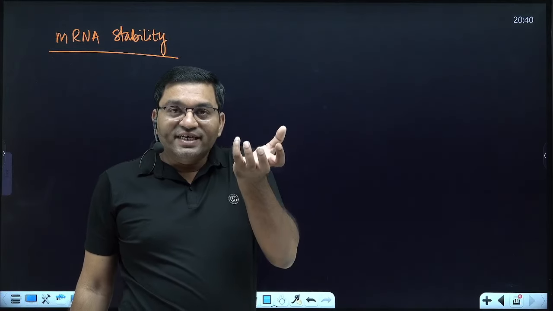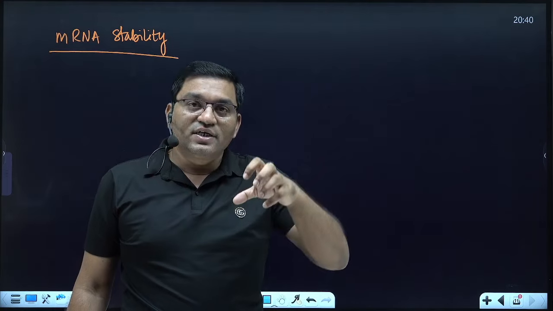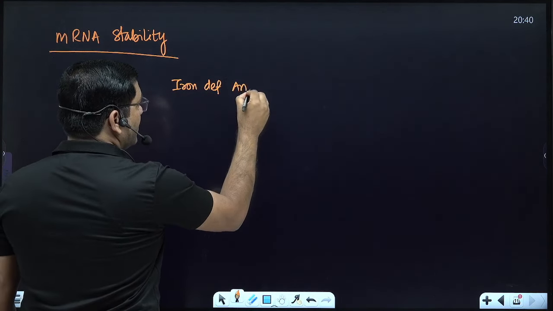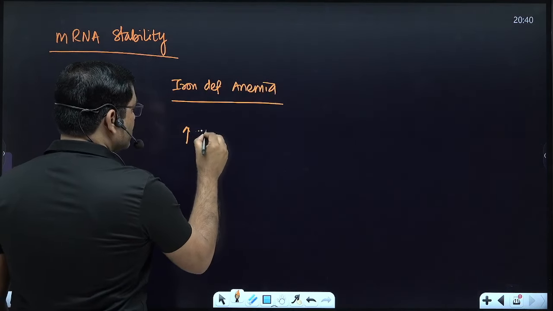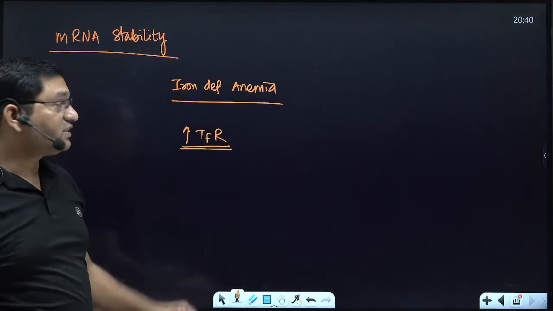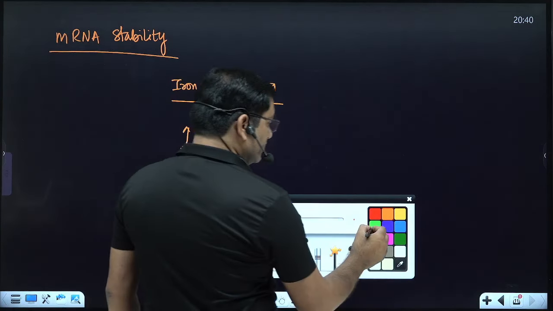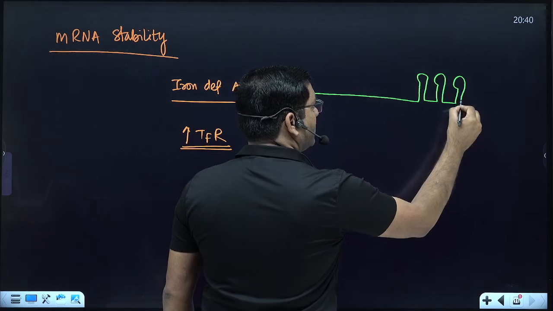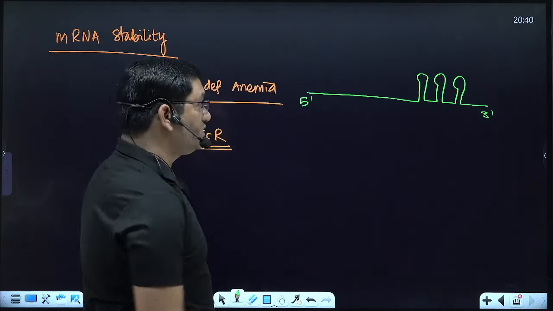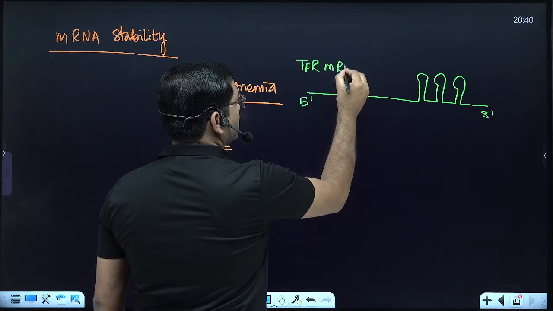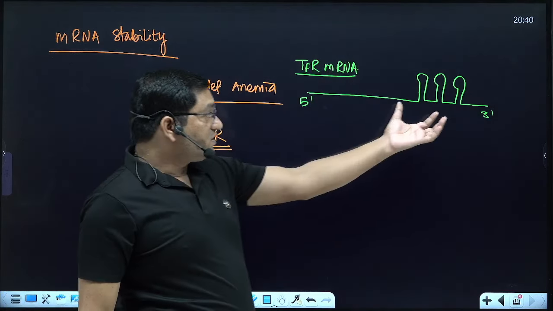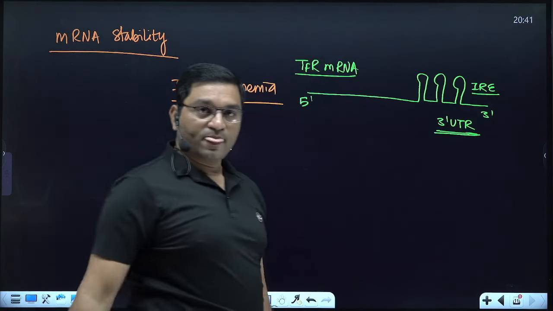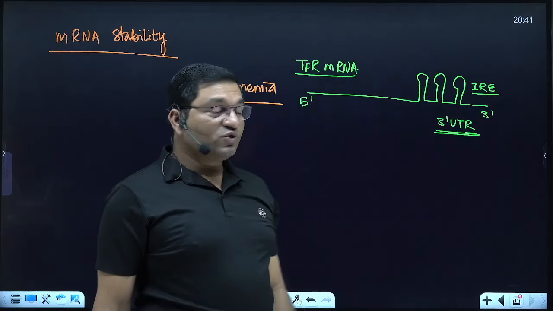The mRNA stability is increased to produce a particular protein so that the protein is continuously produced in the cell. For example, in iron deficiency anemia, when iron is low, there is increased transferrin receptor. This is the transferrin receptor mRNA, and the iron responsive element is present on the 3' untranslated region of the mRNA. This is the 3' region, this is the 5' region.